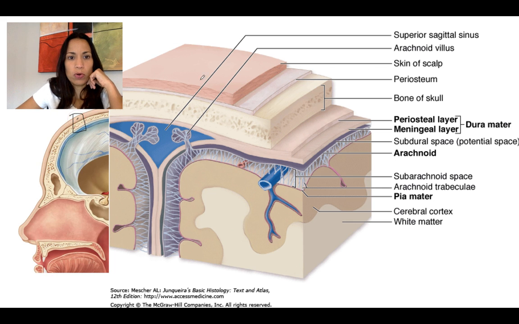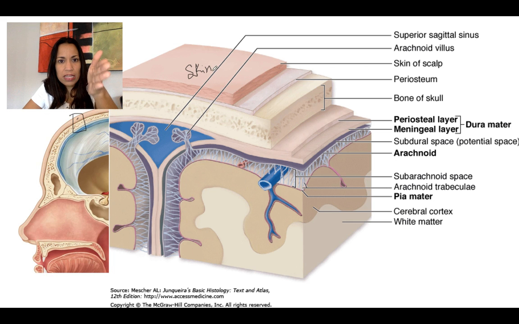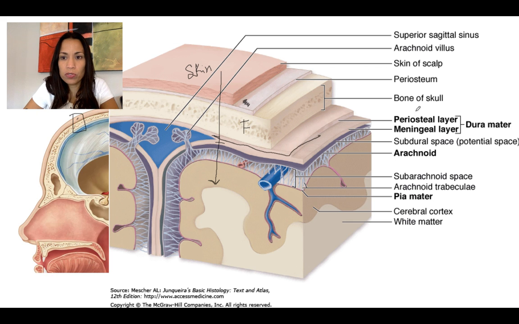So I can see the most superficial layer in here. This is the skin. If we cut to get through the brain, first we're going to cut the skin and the subcutaneous tissue, then the periosteum of the bone, and then the bone, maybe this one is the frontal bone, and then through the two layers of the dura mater. The outermost layer, which is this one, is the periosteal layer of the dura mater, and the innermost layer is the meningeal layer.